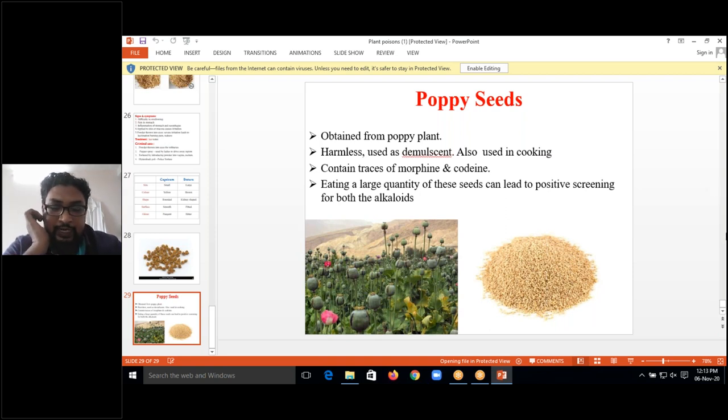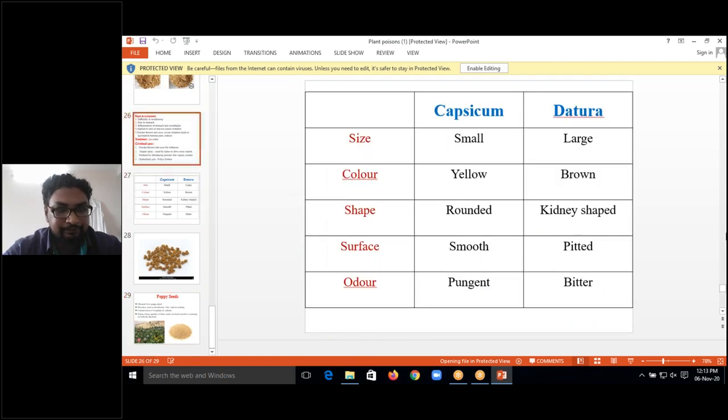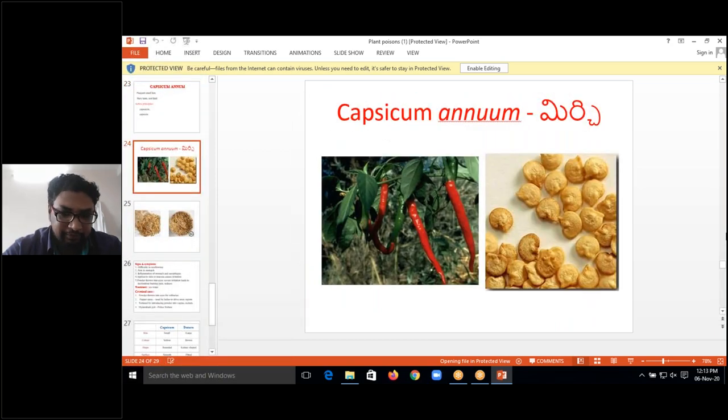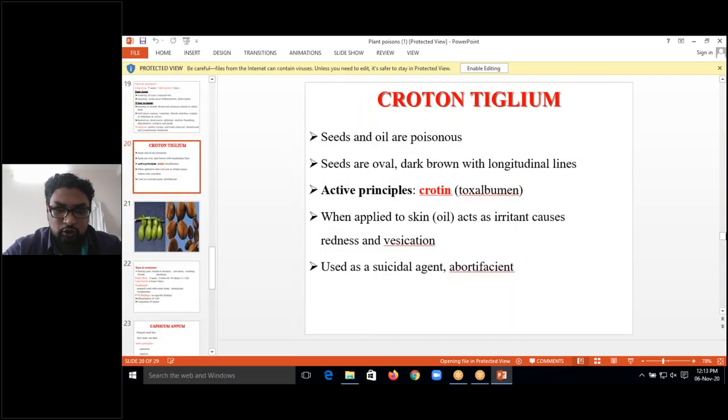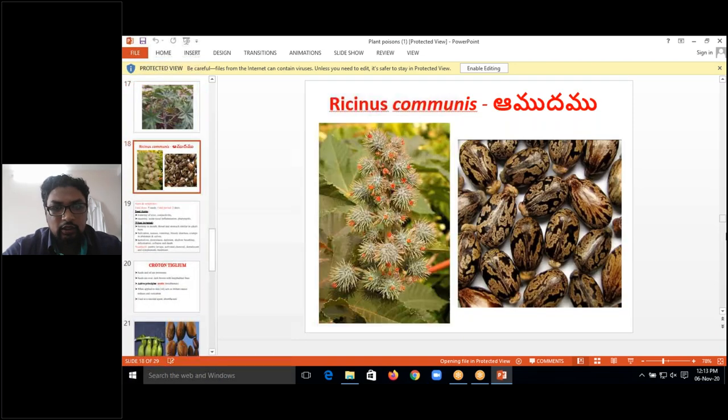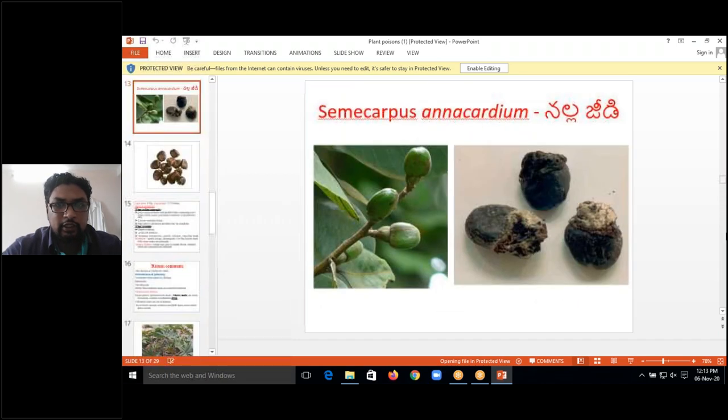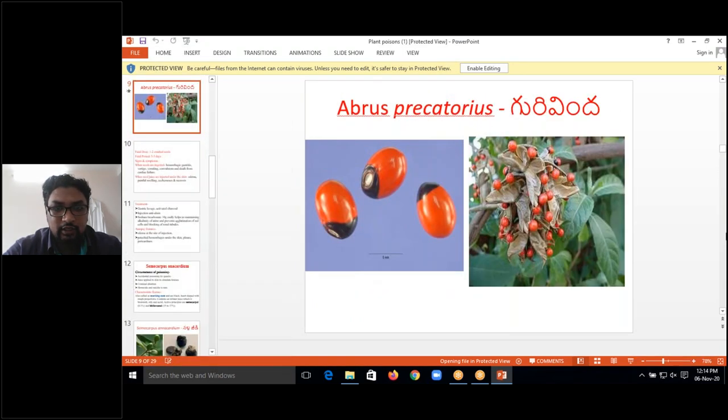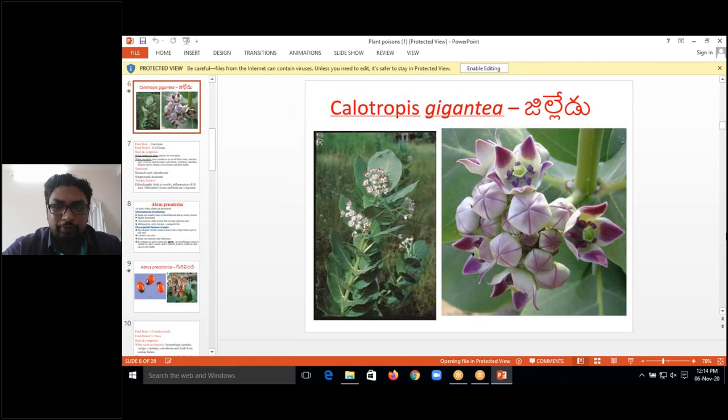That's all for plant organic irritants. So we have seen seven. One is poppy seeds, another is Capsicum annuum, mirchi, another is Croton tiglium. Next one is Ricinus communis, amudalu. And then Semecarpus anacardium, nallajidi, Abrus precatorius, Guruvinda, Calotropis gigantea, Jilledu. So these are the seven organic irritants in the plants category.